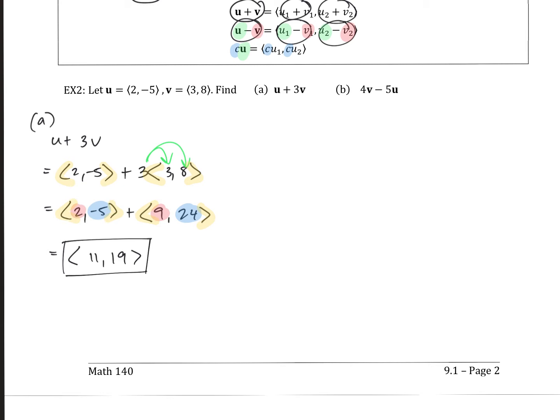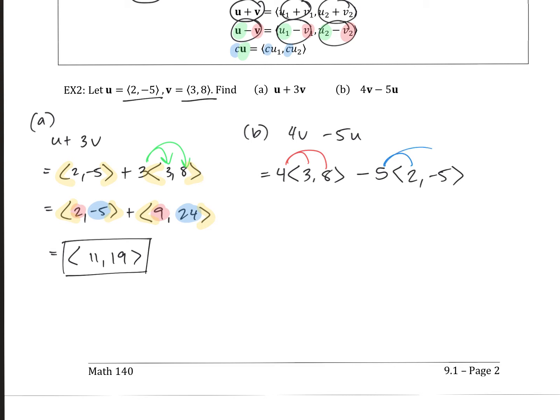Now let's take a look at B. We want 4V minus 5 times U. 4, okay, well what is V? V is 3, 8. Minus 5U, and U is the 2, negative 5. Well, before we do anything else, let's go ahead and multiply those scalar values into our vectors. And then we'll get, so 4 times 3 is 12. 4 times 8 is going to give me 32.